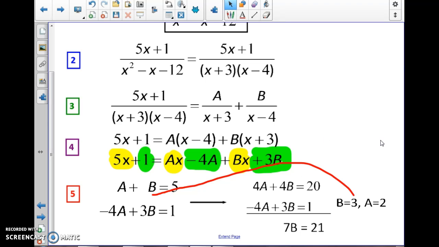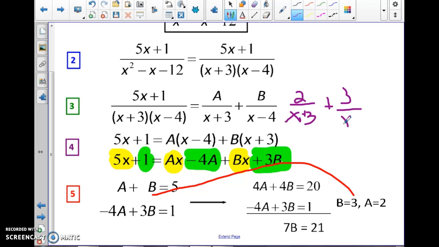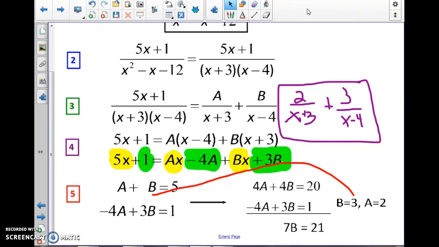So the final thing you need to do to make this correct is take these two values and fill them into the decomposed equation. So you need to rewrite this so I have 2 in the numerator and x plus 3 in the denominator. This doesn't look so hot, sorry. And then the b fraction is 3 in the numerator and x minus 4 in the denominator. And this is actually the final answer to the decomposed fraction: 2 over x plus 3 plus 3 over x minus 4.